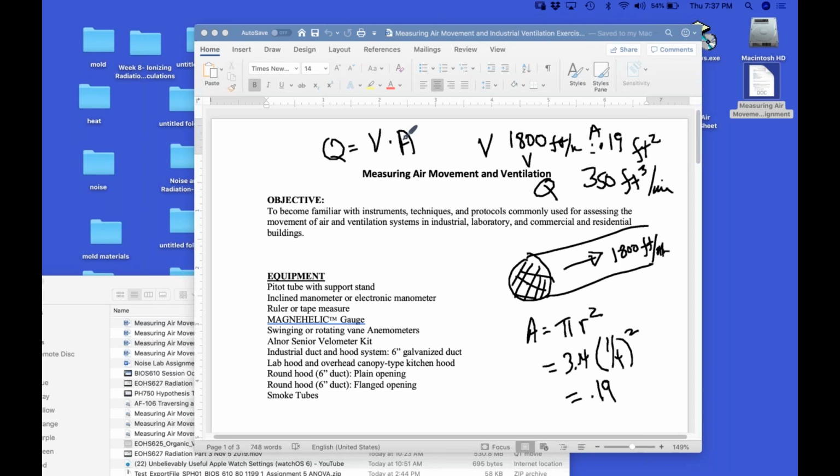Well, we need a ruler. Okay. Actually, you can use the paper. The paper's 11 inches. You can fold it in half. It's going to be roughly 6.